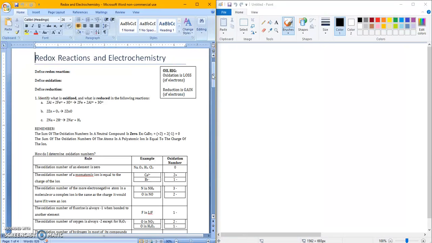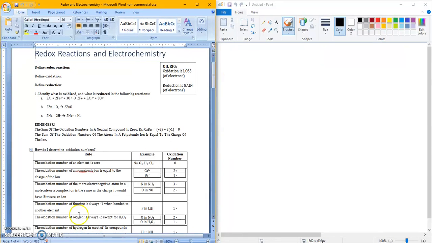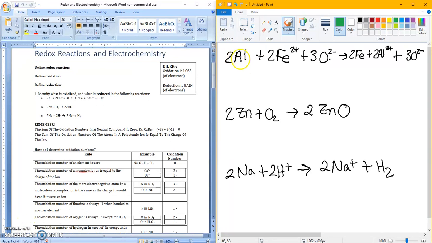Now, to better understand what that's talking about, I'm going to look at my examples in number 1. Aluminum by itself has no charge, so we say it has an oxidation number of 0. Iron has a charge of 2+. Oxygen has a charge of 2-. Iron by itself is neutral, so it has 0 charge. Aluminum has a 3+ charge, and oxygen has a 2- charge.